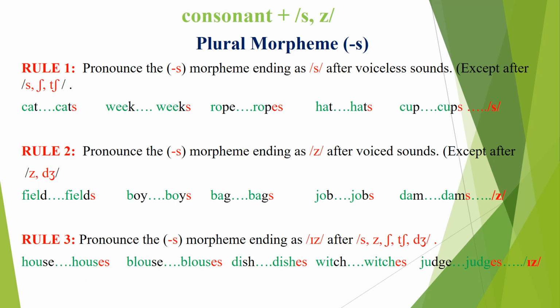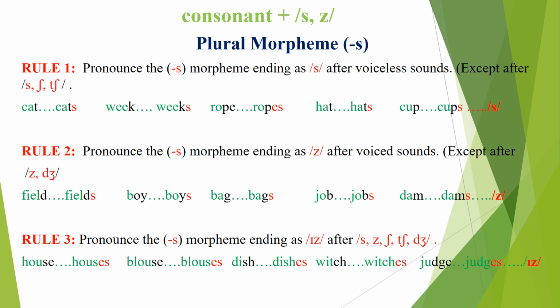Now, we will talk about the plural morpheme S at the end of words. The plural morpheme is used to form a plural form of a singular noun. So we add the S morpheme to the singular noun. And there are three rules for the pronunciation of the S morpheme at the end of singular nouns.